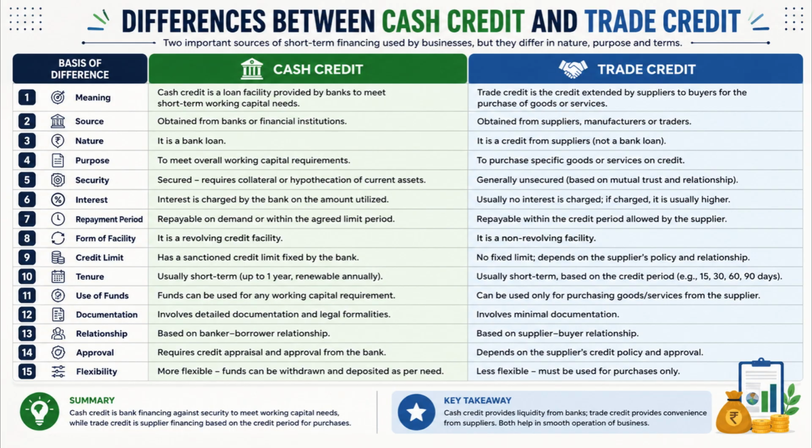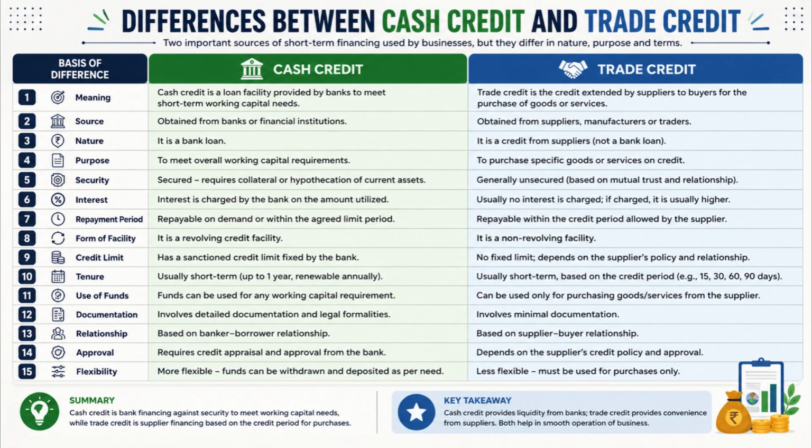Number 9. Cash credit has a fixed credit limit sanctioned by the bank, whereas trade credit limits depend on supplier policy and business relationship. Number 10. Cash credit is generally provided for short-term periods and renewed annually, whereas trade credit is offered for shorter durations such as 30, 60, or 90 days. Number 11. Funds obtained through cash credit can be used for multiple business purposes, whereas trade credit can only be used for purchasing goods or services from the supplier.